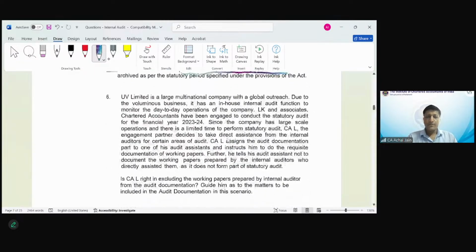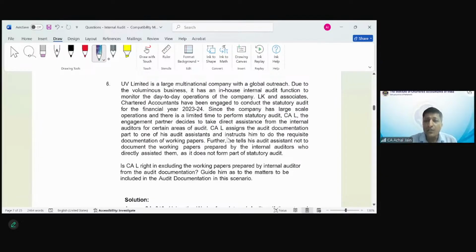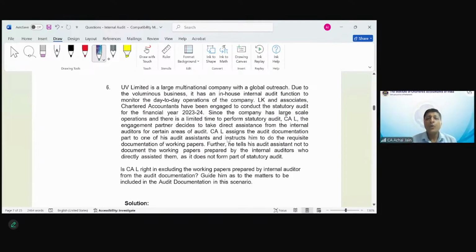All right, so next. UV Limited is a large MNC with a global outreach. Due to the voluminous business, it has an in-house internal audit function to monitor day-to-day operations. LK and Associates, Chartered Accountants, are the statutory auditors. Since the company has large-scale operations, there is limited time to perform the statutory audit. So the engagement partner CAL decides to take direct assistance from the internal auditor for certain areas of audit.